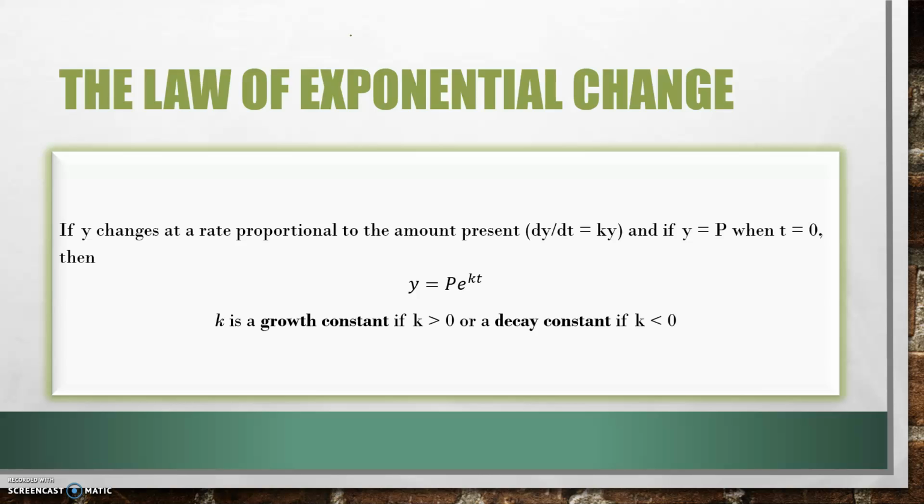Here it is in formal math language, if you would like the formal math language. If y changes at a rate proportional to the amount present, and you've got an initial amount of P, then y is equal to P e to the kt, which is the one that you're familiar with from intermediate algebra. k is a growth constant if k is bigger than 0, or a decay constant if k is negative.